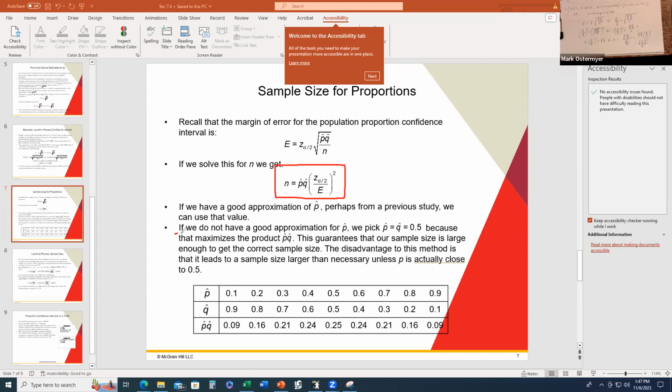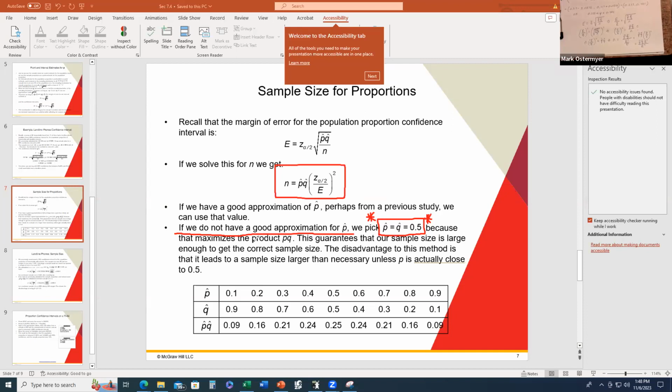But ladies and gentlemen, this is important. What if we do not have a good approximation for our sample proportion in the problem? If that's the case, then we default to using 0.5 for both P hat and Q hat. This is very important because you're not always going to have a sample proportion when you do a sample size problem. Sometimes you're going to have to just by default put in 0.5 for both P hat and Q hat.